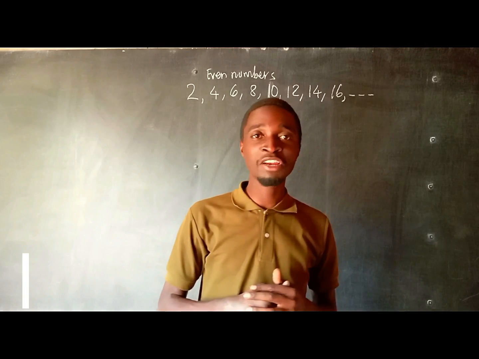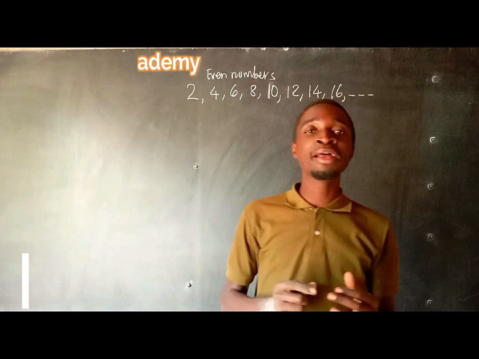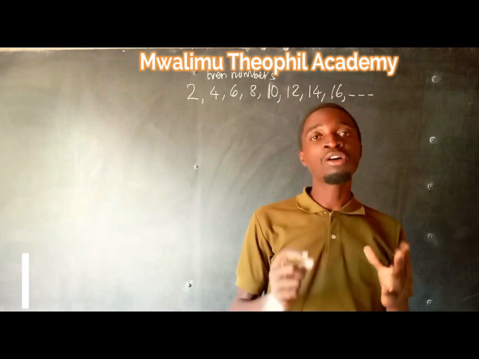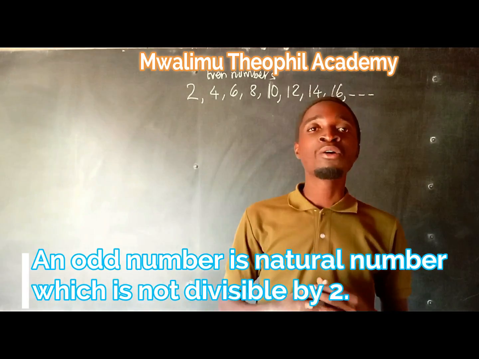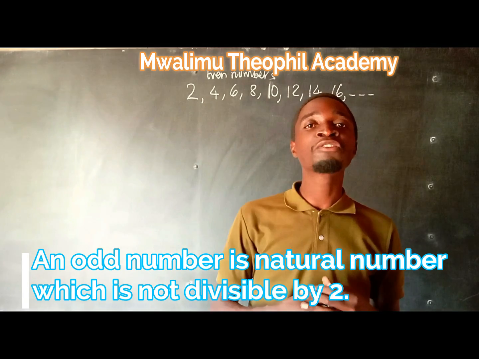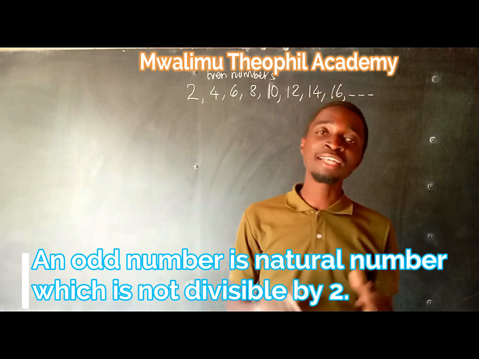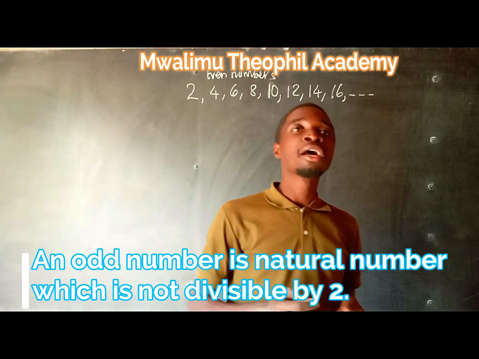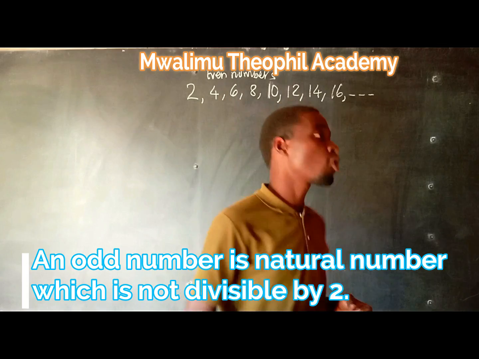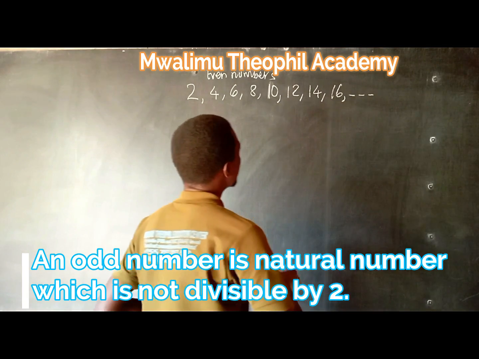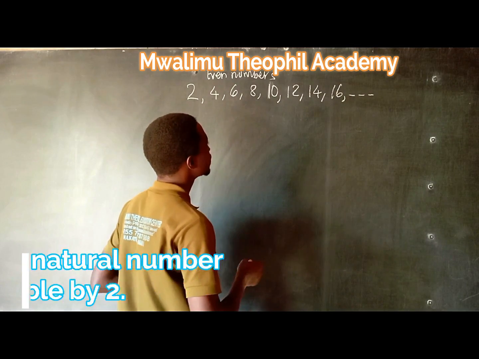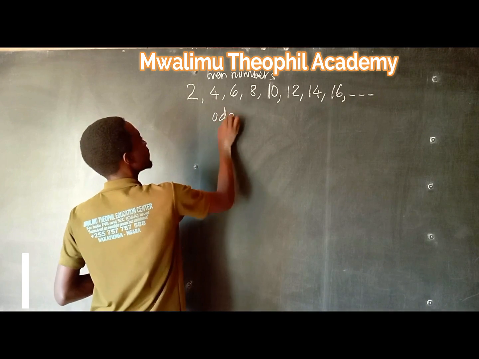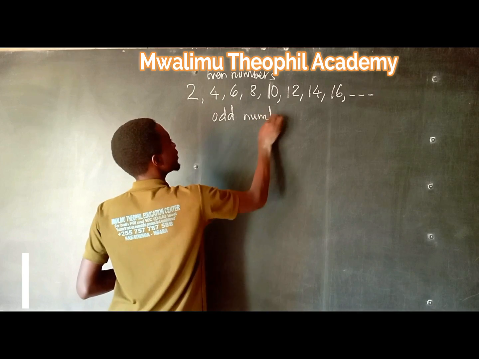After the concept of even numbers, let us see odd numbers. What are odd numbers? We say simply, odd numbers are the natural numbers which are not divisible by 2. It means that when you divide them by 2, you get a remainder. The remainder becomes 1.